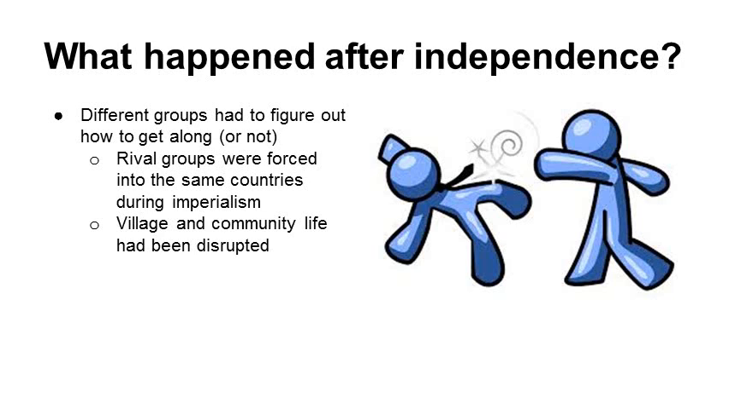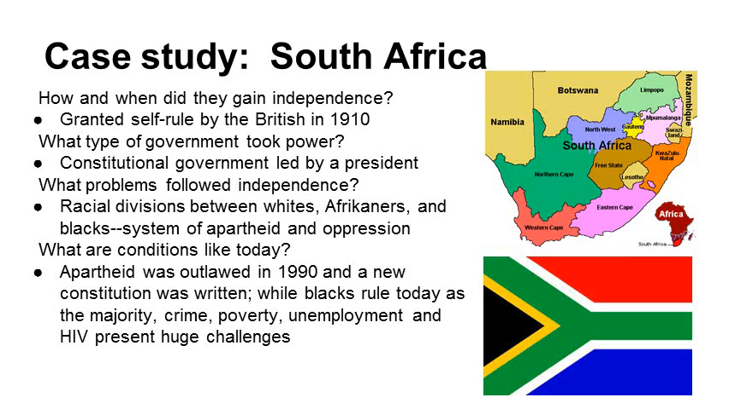Also, village and community life had been disrupted by imperialism, especially in places where mines or factories had been built, and men had to leave their families and leave their homes to go work in these factories. So a lot of the community ties that make it essential to govern and to have a stable society had been disrupted through imperialism.